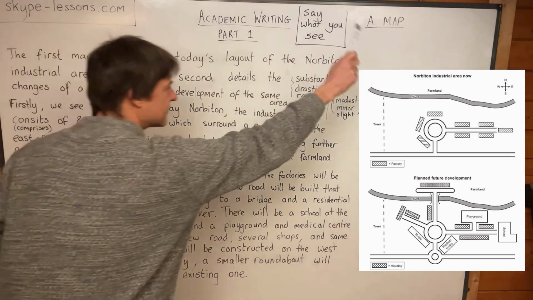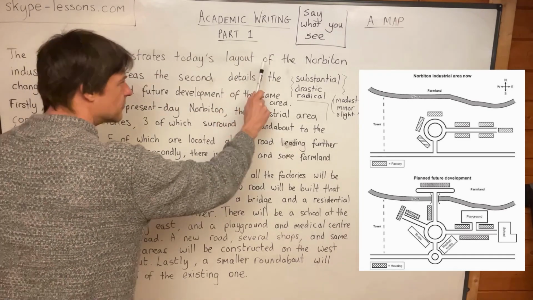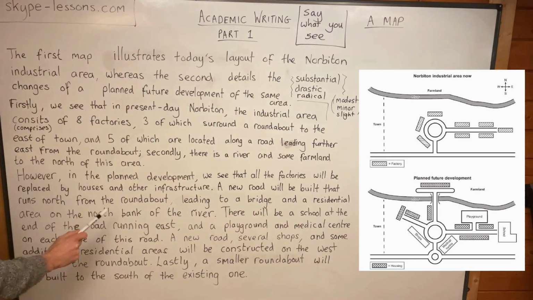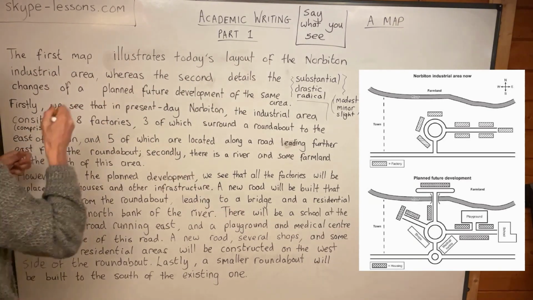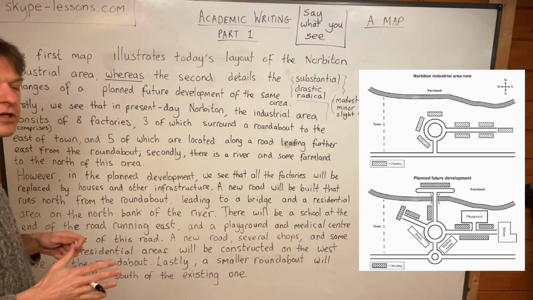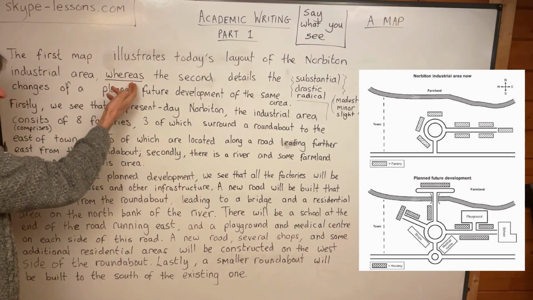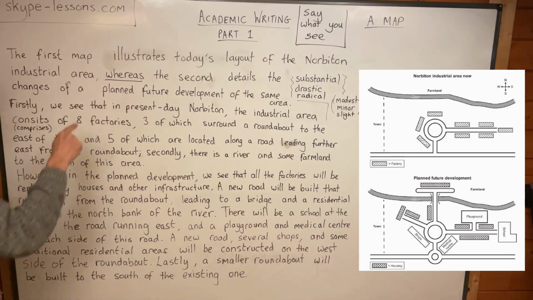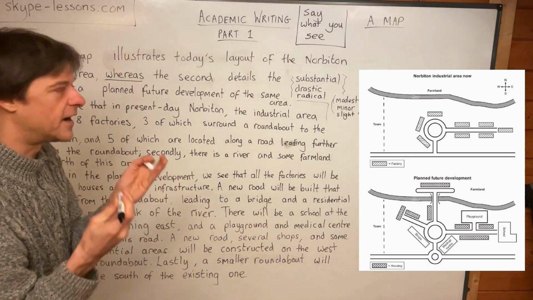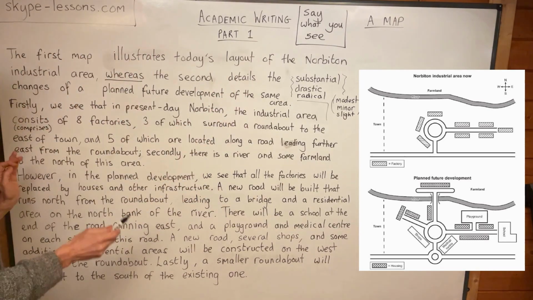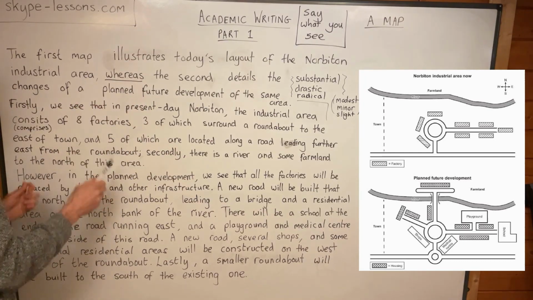The first map, that's this one at the top, the first map illustrates today's layout of the Norbiton industrial area, comma. That's a main clause, then we've got a comma, then we've got a subordinating conjunction. It's a contrasting subordinating conjunction, and that's why we have a comma here, because I must admit some subordinating conjunctions don't really require a comma when the subordinate clause is second. But whereas provides contrast, so we usually put a comma here.